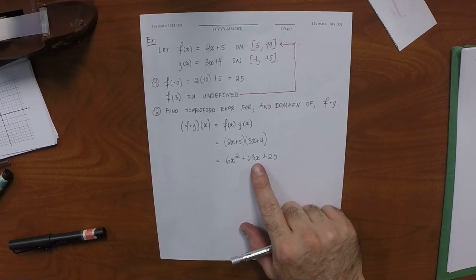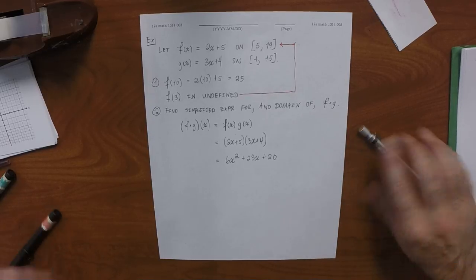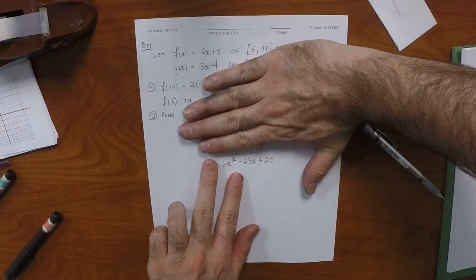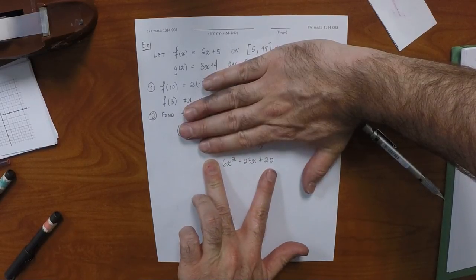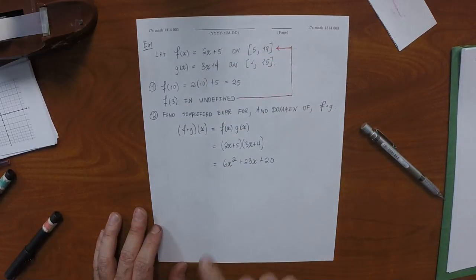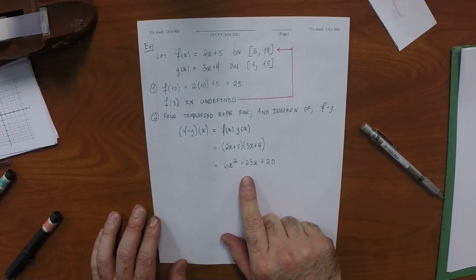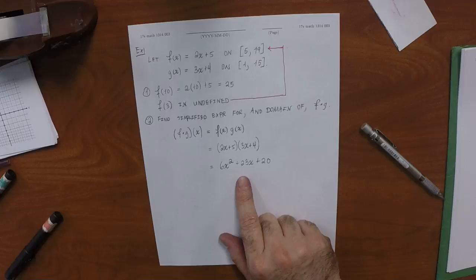So have we answered the question? No, right? We haven't. What bit of the question has yet to be answered? The domain. Now, if I was to just write that expression down right there and ask what is the natural domain of that expression? Well, what's the answer? All reals. But that's not the question. In order to use this expression, you have to be in F's domain, and you have to be in G's domain. You got to be in both.